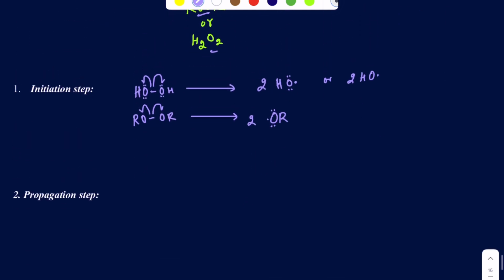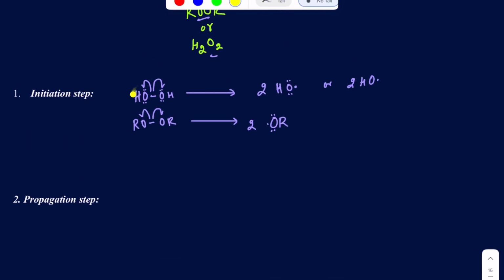That was an initiation step. The initiation step is indicated by starting with a molecule and creating a radical. So that's how you know it's an initiation step.